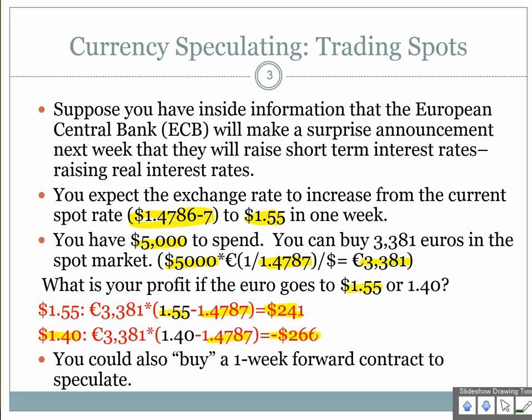In this example, we call this trading spots or trading currencies in the spot market. However, you could speculate using forward contracts, and one of the main advantages is it may not require any upfront payment, and you can take much larger positions.